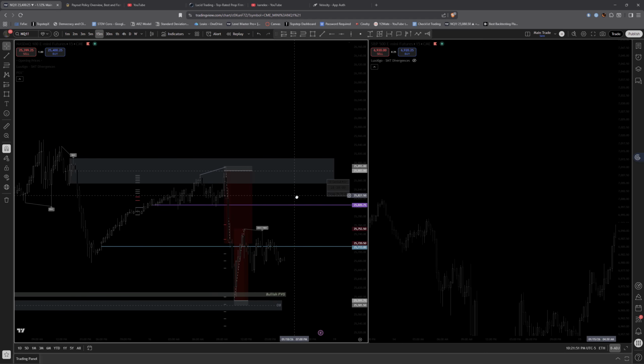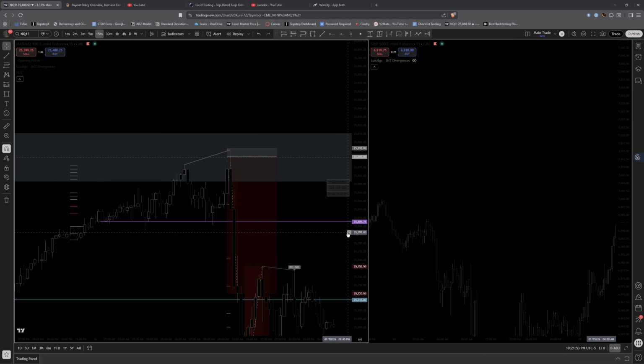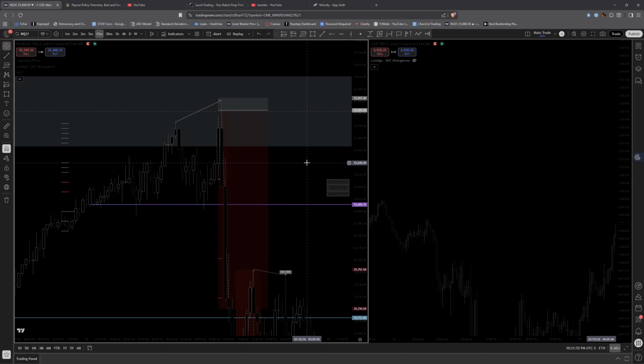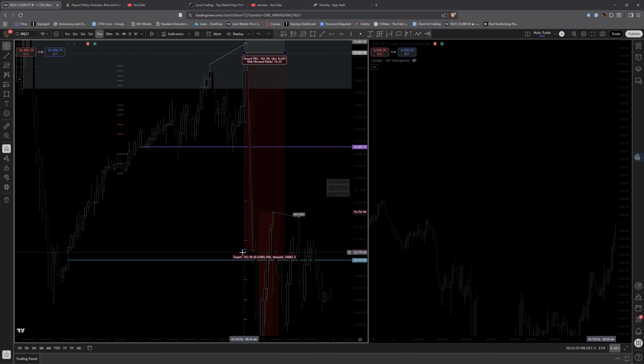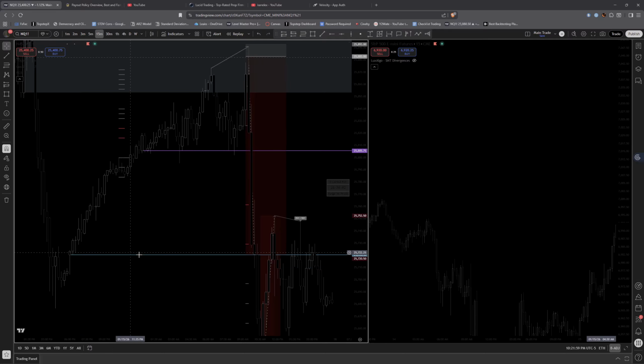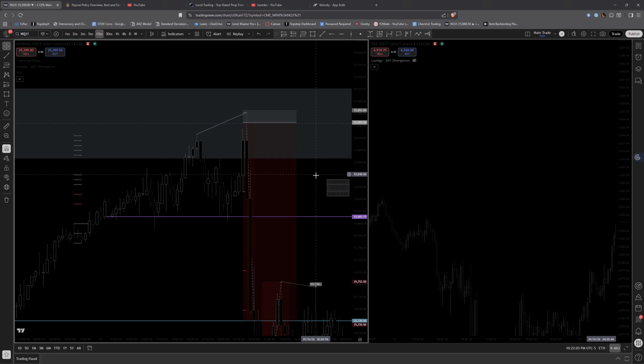So it was just insane trading conditions for a no news Friday, honestly. And I rode it until daily open. So yeah, that was my first trade of the day.